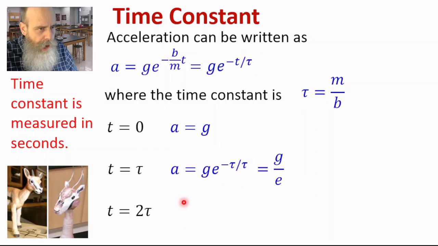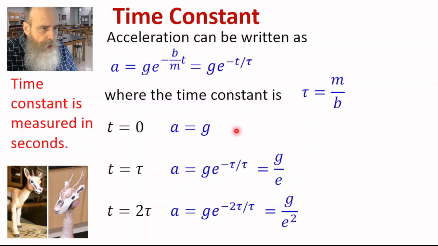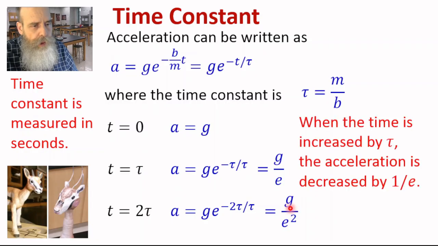When t equals 2 tau, a equals g times e to negative 2 tau over tau. This is e to negative 2, which is 1 over e squared. So we get g over e squared. Note, when we go from t equals 0 to tau, we've decreased the acceleration by the factor 1 over e. When we go from tau to 2 tau, we decrease the acceleration by the factor of 1 over e again. When the time is increased by tau, the acceleration is decreased by 1 over e.